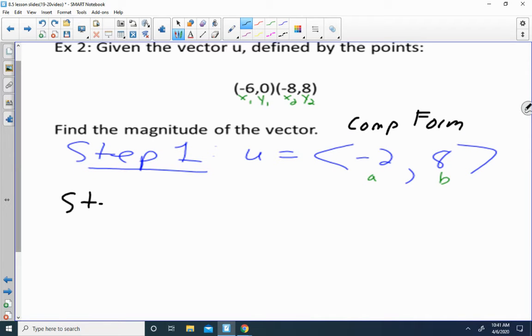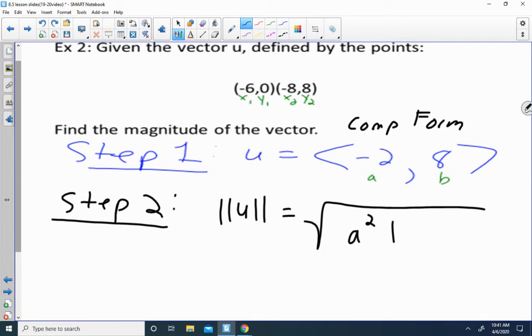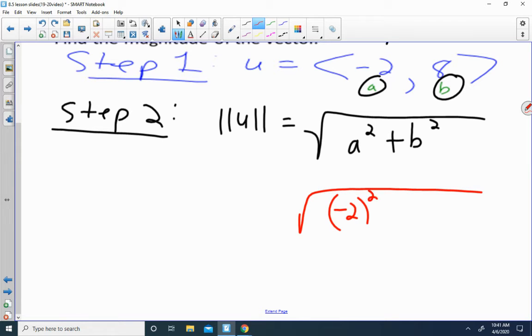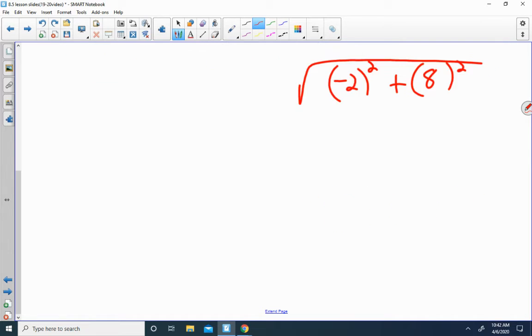But now the second step is where you'll actually have to use the magnitude formula. So the magnitude of u, which means you have 2 straight arrows left and right, is going to be equal to the square root of a squared plus b squared, where the a comes from the first number, the b comes from the second number. So let's go ahead and try it. So we're going to take the square root of a squared, which will be negative 2 squared, plus b squared, which is going to be 8 squared. Simplify from there.